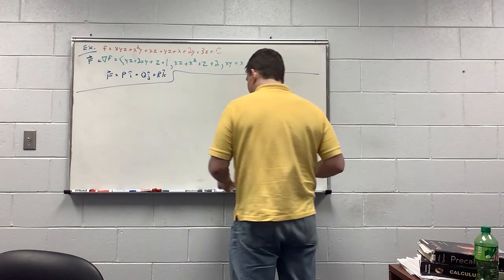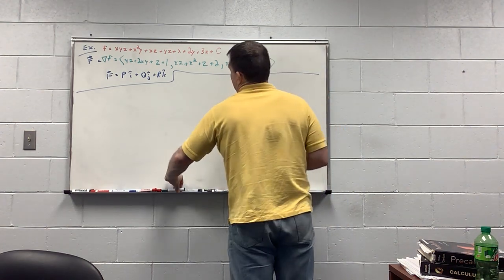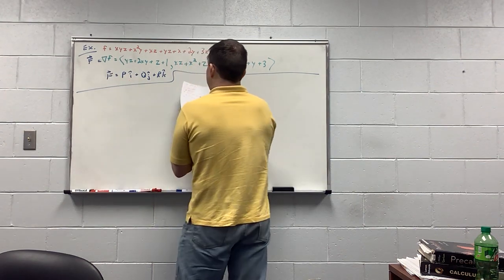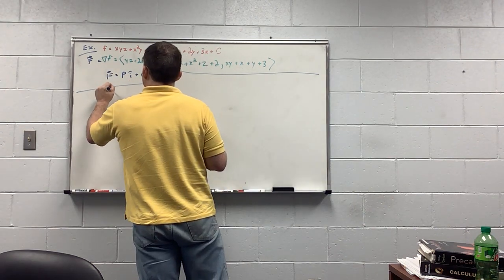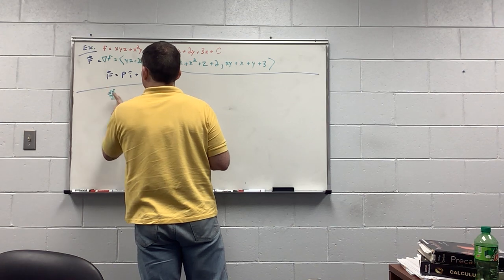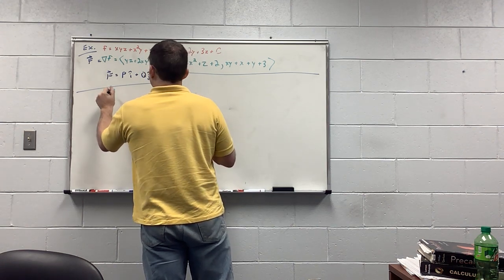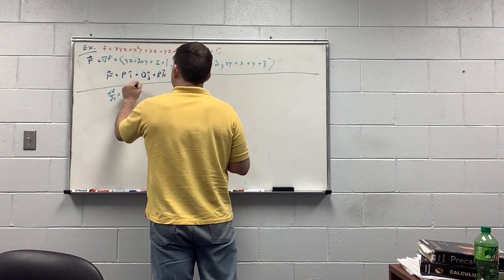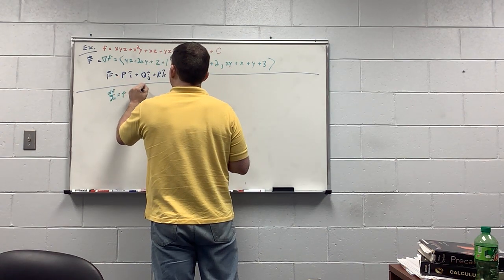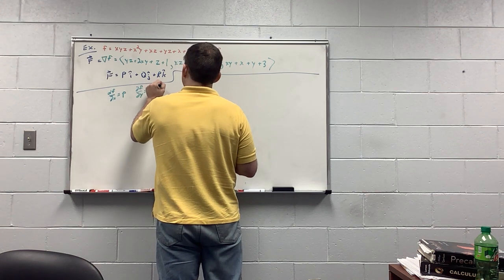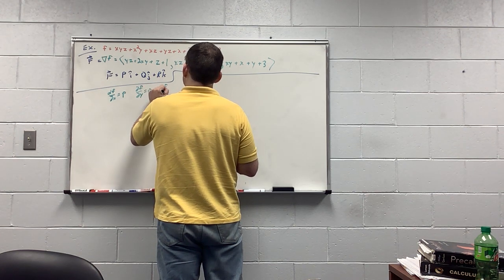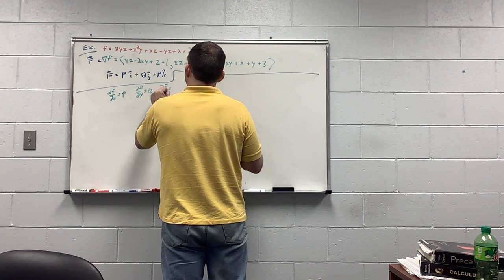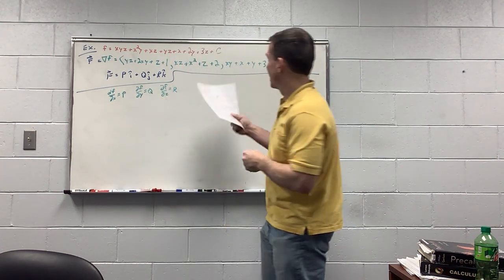But then I know by definition, whatever f is, this p right here has to be the partial of f with respect to x. The partial of f with respect to y has to give me q, and the partial of f with respect to z has to give me r.